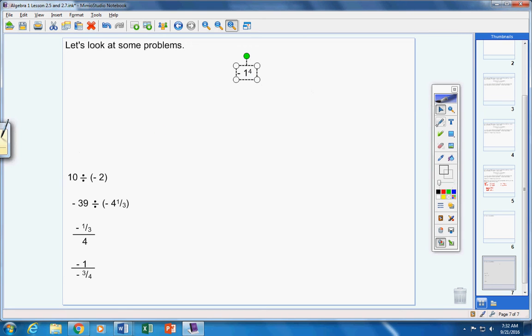Negative 1 to the 4th power. Now please don't think that this means negative 1 times negative 1 times negative 1 times negative 1. Well, yes it does, Mr. Earhart. Well, no it doesn't. Please watch carefully. This problem here is different than this problem here.